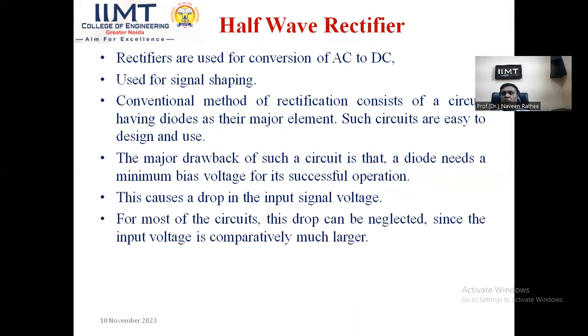For most circuits in conventional methods, these drops are neglected. Why? Because we assume that the input voltage is very large. If you compare 2 volts with 0.7 volts, we don't consider the 0.7. When we analyze, we mostly treat the diode as an ideal diode that immediately starts conducting. But in general it is not; it requires some minimum bias voltage. So in the conventional method we neglect those biasing voltages for comparison purposes.